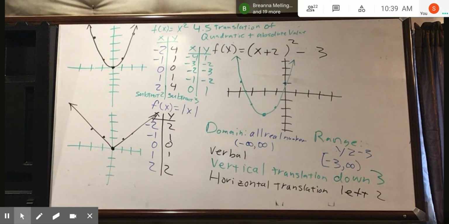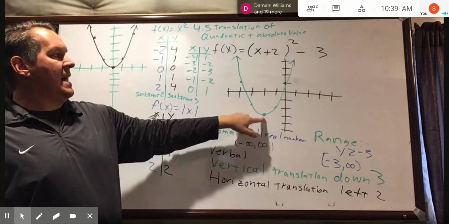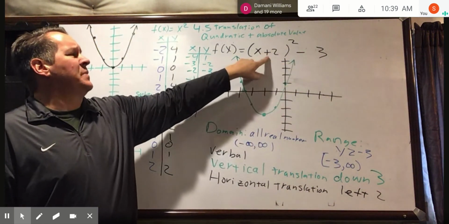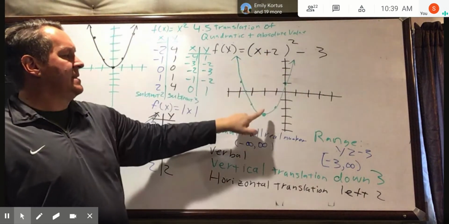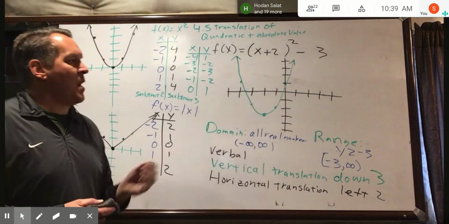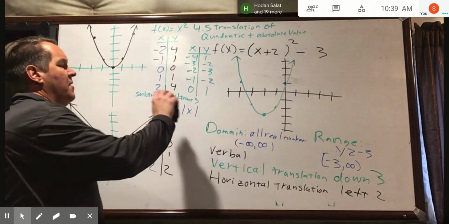All right. Any questions before we move on and I erase this stuff? All right. So key takeaways. Minus 3 on the outside moves down 3. Inside is opposite. We had a +2. We assume you go right 2, but it's opposite on the inside. We went left 2. Next problem I'm going to give you an absolute value one, and I want you to start and finish it from beginning to end.